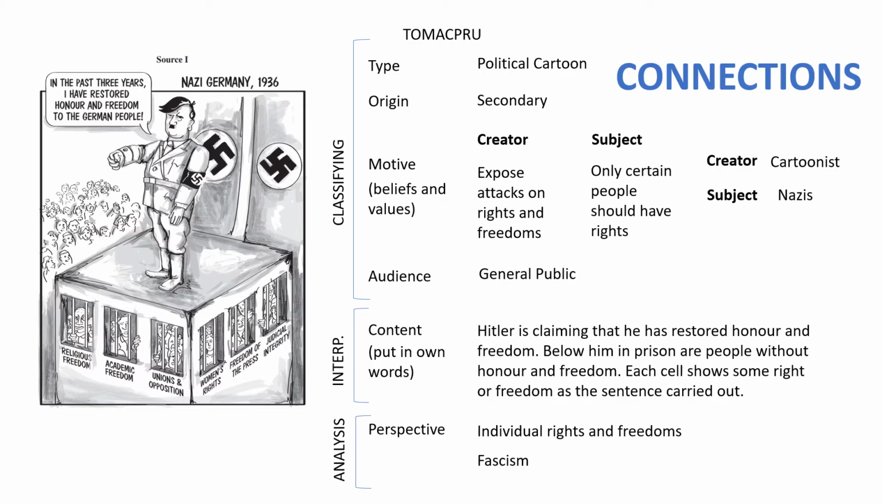Next, we'll move on to interpreting. We're going to put the cartoon in our own words. Here we can say that Hitler is claiming that he's restored honor and freedom. The irony of the cartoon is that below him in prison, there are people that definitely do not have that honor and freedom. Each cell in the prison box shows some right or freedom labeled underneath the bars that was taken away from each of those people or each of those groups of people.